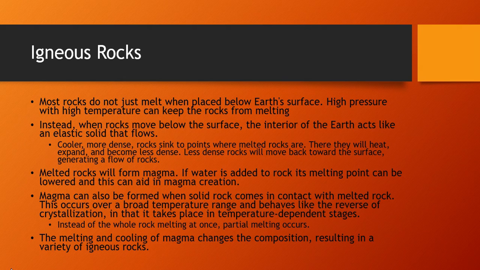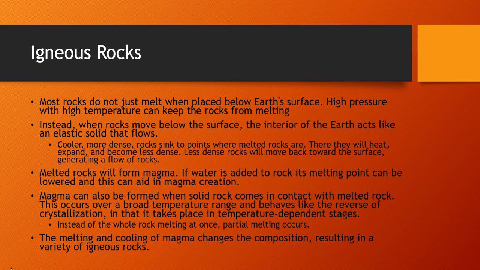Here you have places where cooler, more dense rocks are going to sink to the bottom, and warmer, less dense rocks will float to the top. As those cooler rocks sink to the bottom, they heat and expand, and as the less dense rocks float to the top, they cool and contract. This forms a convection current inside of the Earth that moves the surface of the Earth around.